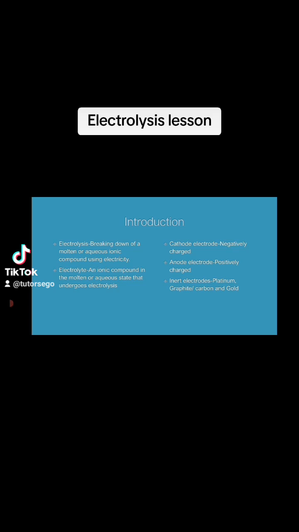Other electrodes that we have are called the inert electrodes. Inert electrodes do not react. You want to use those inert electrodes when you don't want them to interfere with your electrolysis process. So we have platinum, graphite, also known as carbon, and gold.